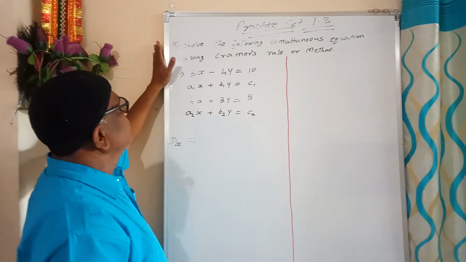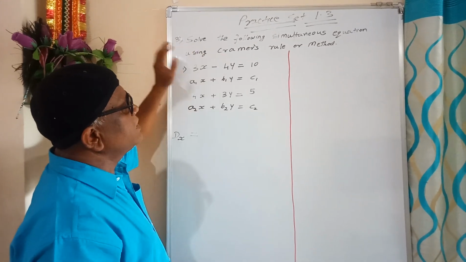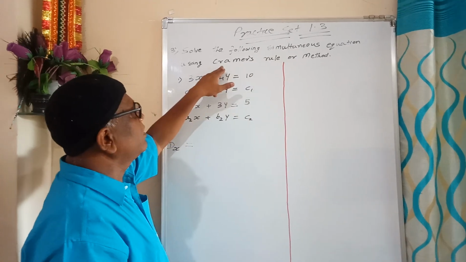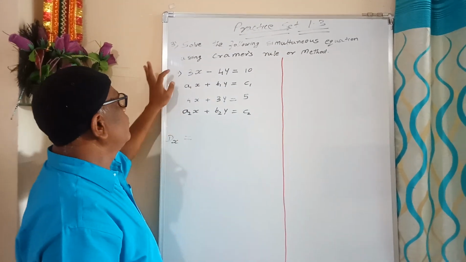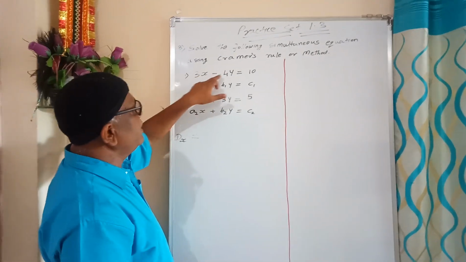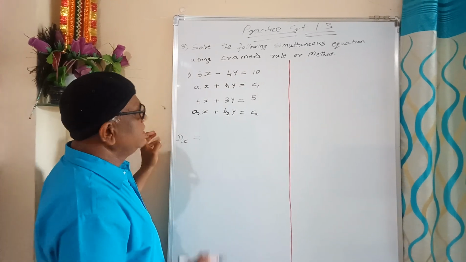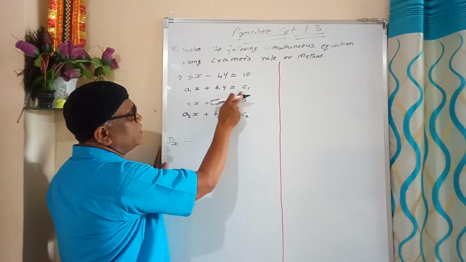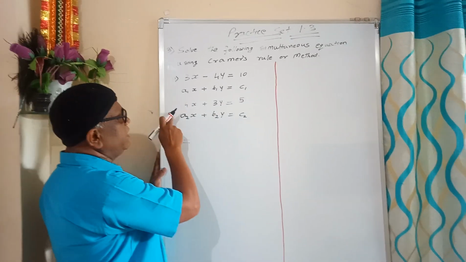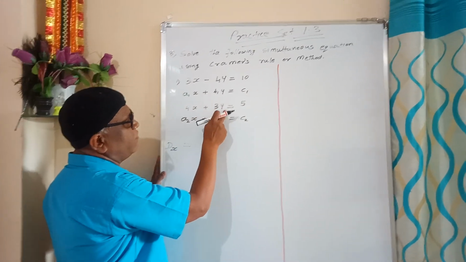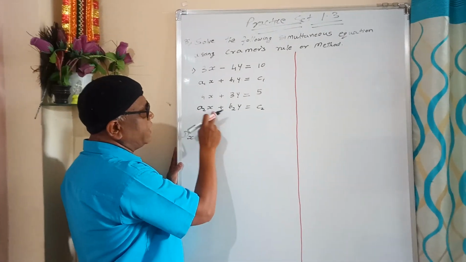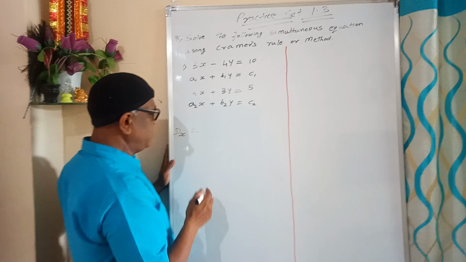Now question number 3, solve the following simultaneous equations using Cramer's rule, or also you can say Cramer's method. First example, 3x minus 4y is equal to 10. This we are comparing with a1x plus b1y is equal to c1. Now second equation, 4x plus 3y is equal to 5. Here we are comparing with a2x plus b2y is equal to c2.